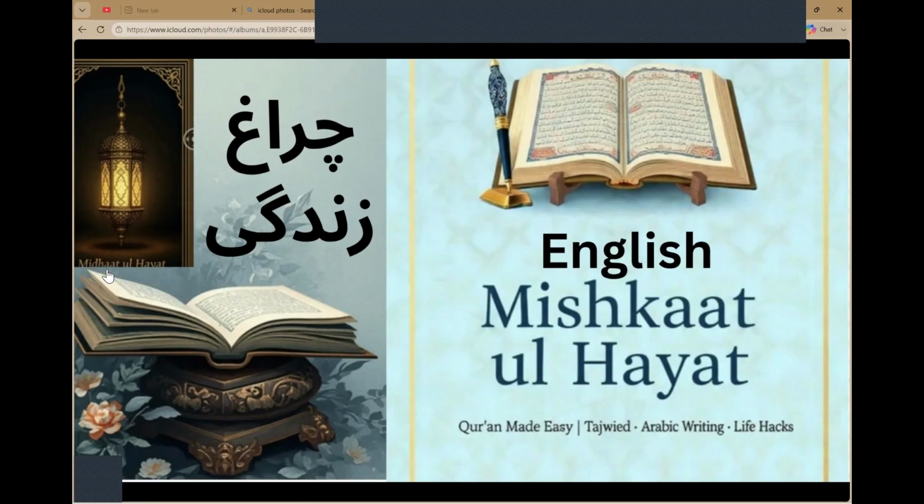Today we are learning the letter Ha, one of the throat letters in Tajweed. Where does it come from? Throat letters are produced in the vocal tract: deep, middle, and upper throat. Ha comes from the middle of the throat. Let's see first.